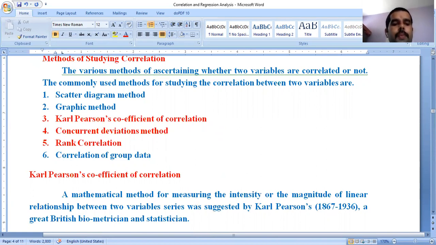In this topic, Karl Pearson coefficient of correlation, we have two methods: actual mean and assumed mean. In which type of situation we apply the actual mean and in which situation we apply the assumed mean, we will discuss in the next class, and we will start the problem part also.